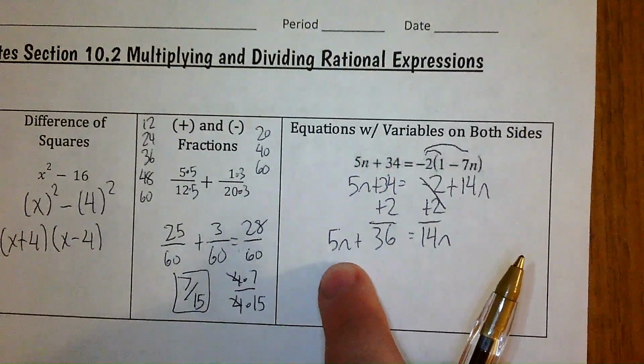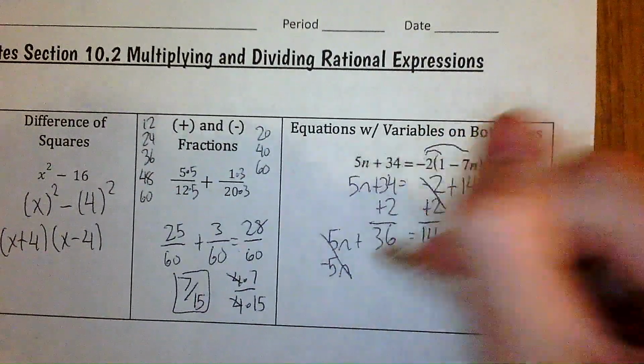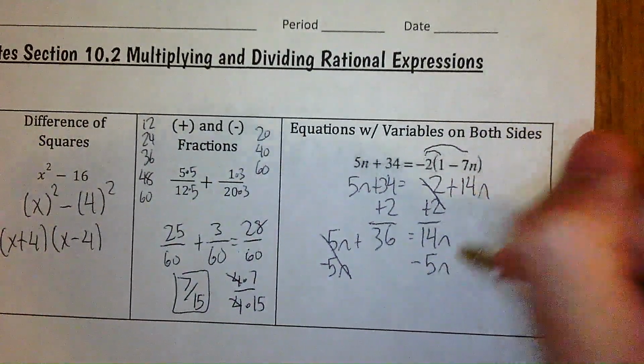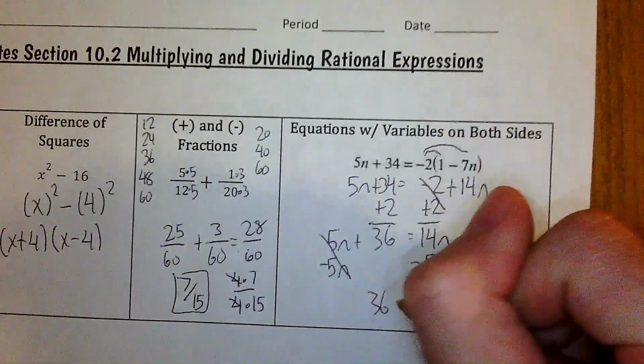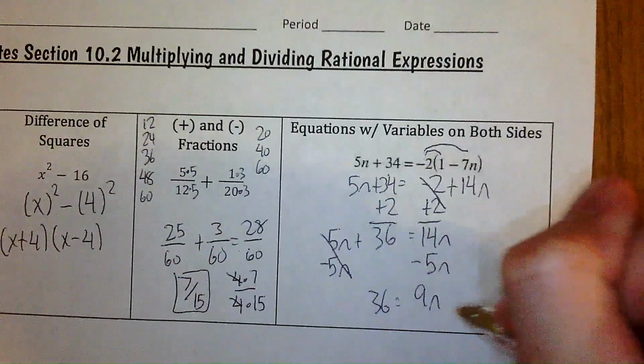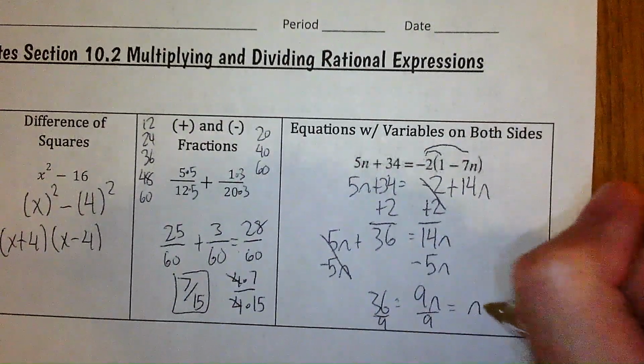I want to now move these 5n to the other side by subtracting 5n. So these will cancel out. And then I must also subtract 5n from this side. We now have 36 equals 9n. Simply divide by 9 on both sides to get n equals 4.